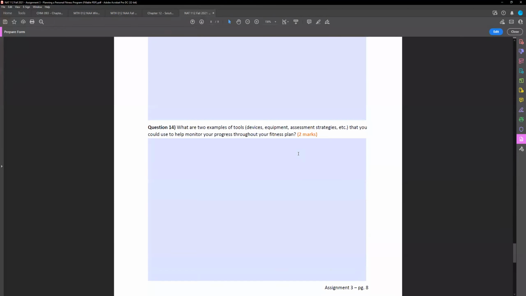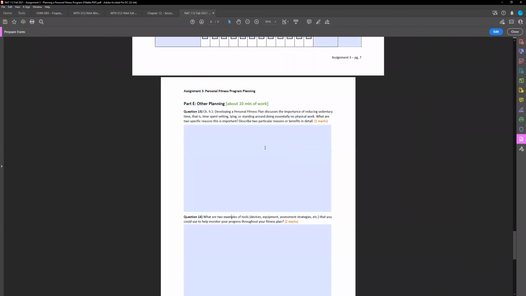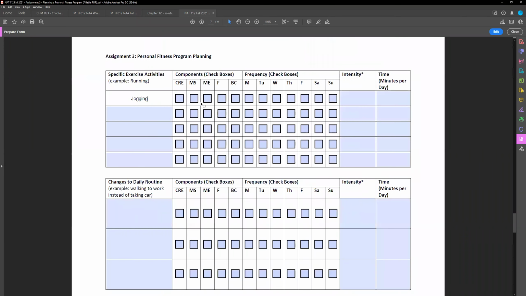I might increase this to 15 minutes as an estimate of the work, but these are all short. They can be answered in 2 or 3 sentences in most of the cases. Same thing with this table. This table is basically saying, like we talked about jogging, going through checking that this would be cardiorespiratory endurance and muscular endurance. If I do this right now, I'll zoom in a little bit.